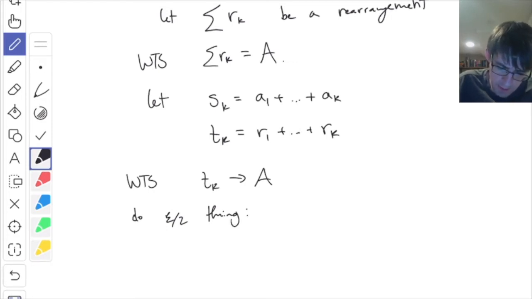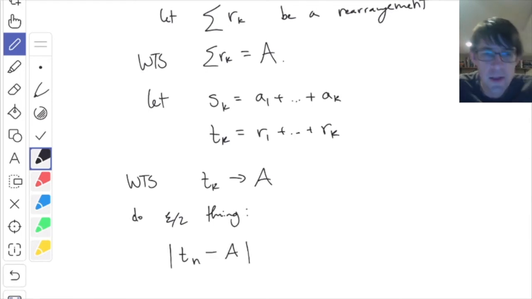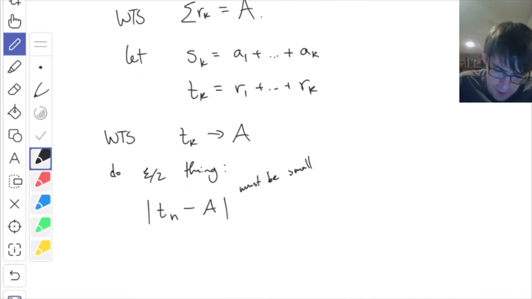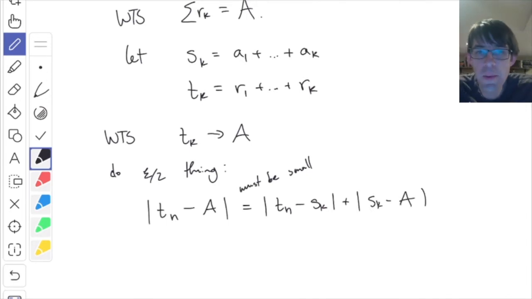You want to show that Tk approaches A, so you need Tk minus A to be small, right? But the way you do this, if you wanted to do the full proof, is you would break this into 2 bits by adding and subtracting Sk. So Sk, remember, is the partial sums of the original thing before you rearrange it.